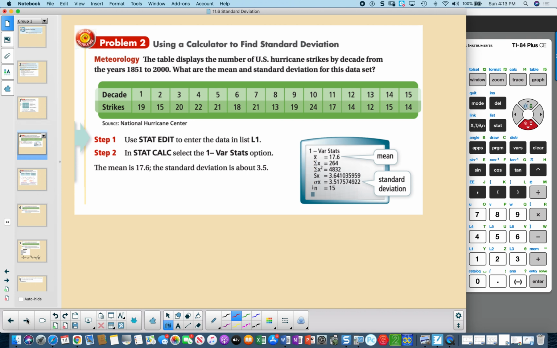Okay, we're going to use a calculator to find the mean, so we're going to take 19, 15, 20, 22, 21 and put it into our list. And after we do that, we're going to go to one variable stats. You've seen me do that before in prior lessons. And we're going to get our data. The results are going to yield the mean, which is that first number at the top, and the standard deviation, which has the sigma symbol there. And that sigma symbol is 3.5.